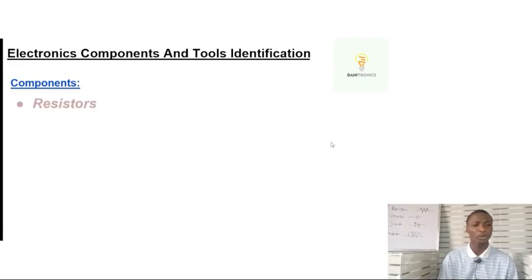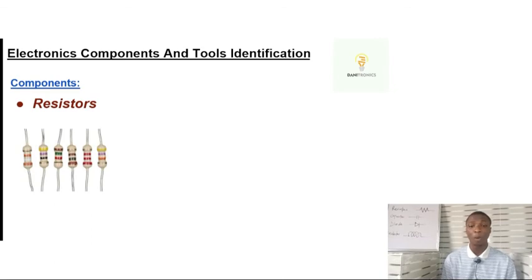The first component we'll be talking about is the resistor. The resistor primarily is used to oppose the flow of current. And so this is the image of the resistor. We have about 6 resistors here. It has just 2 terminals, no polarity, no positive terminal or negative terminal. You can connect them whichever way. So this is the resistor.